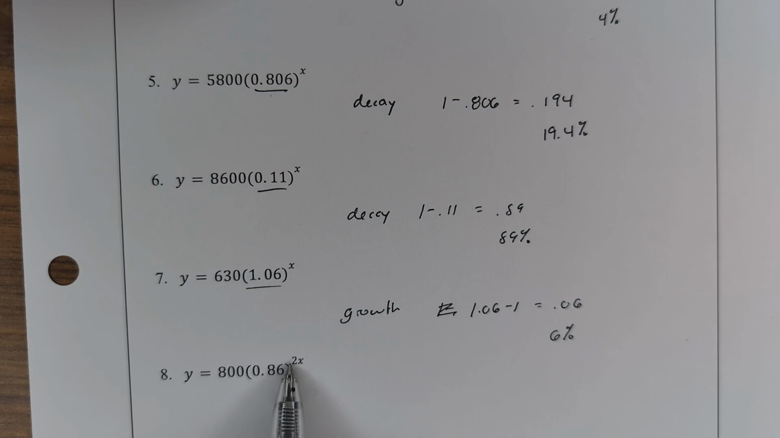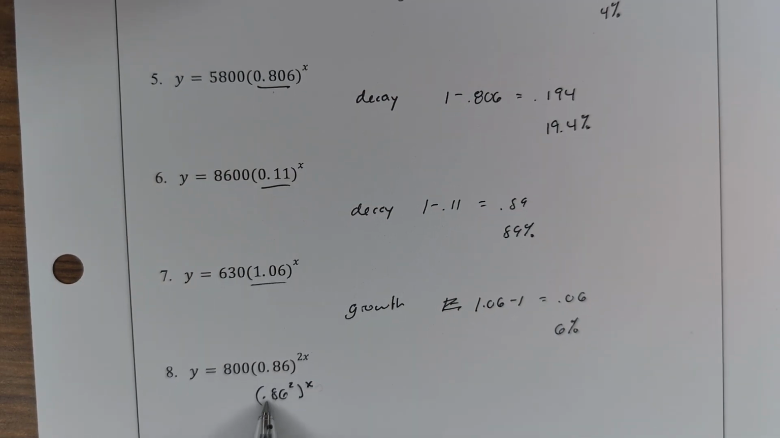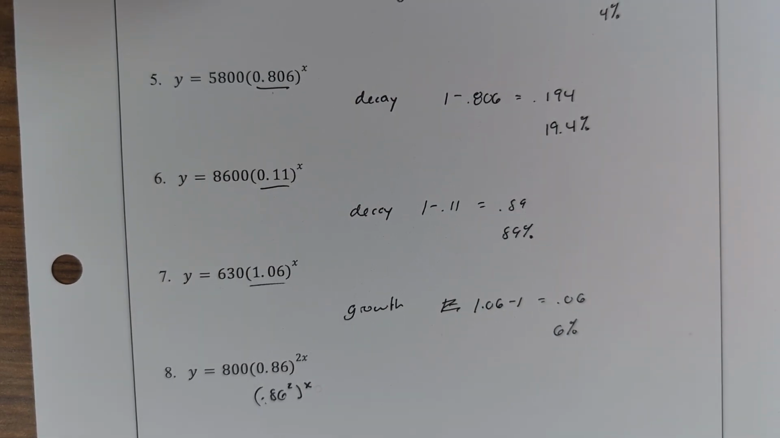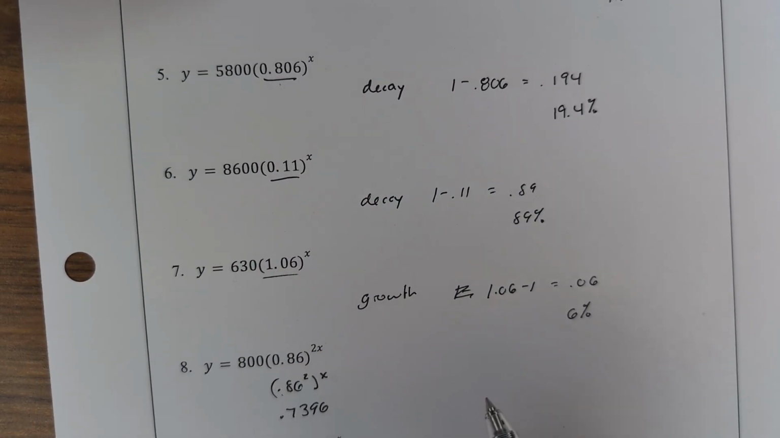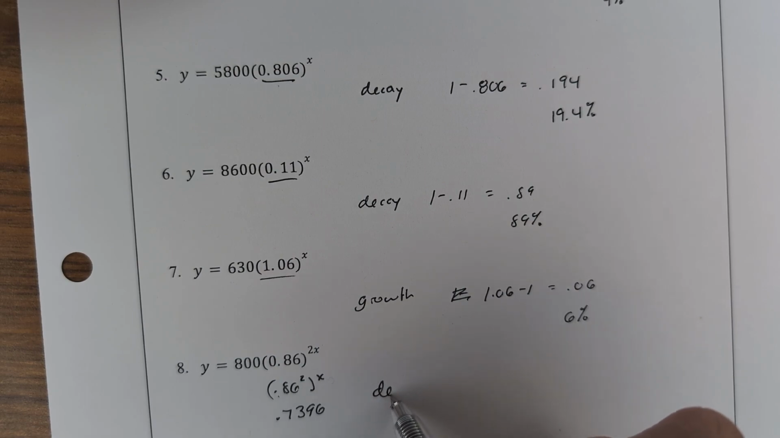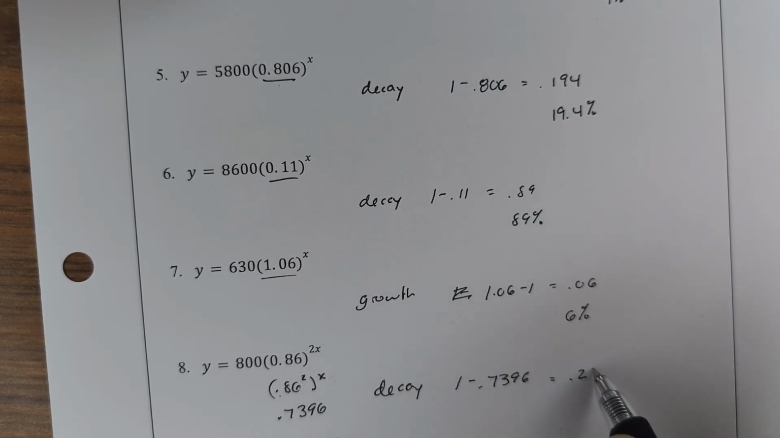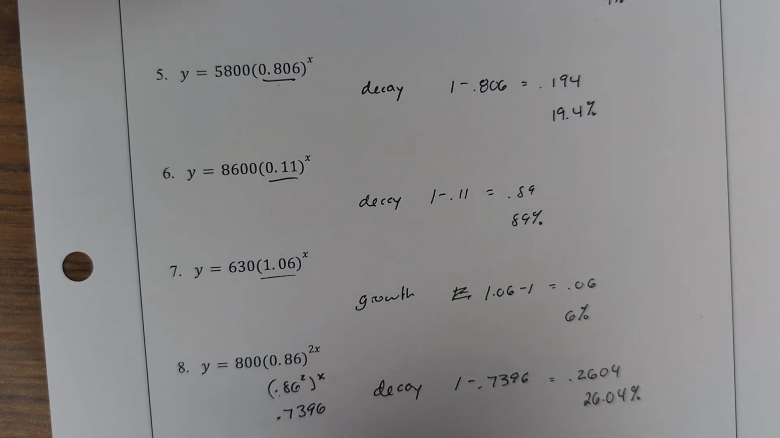Now for these two down here, we have coefficients. So what we actually have to do is work out, you split the exponent apart. So we need to work out what 0.86 squared is. That is 0.7396, and then we do our growth or decay. That number is less than 1, decay. So 1 minus 0.7396 would be 0.2604. So 26.04%.